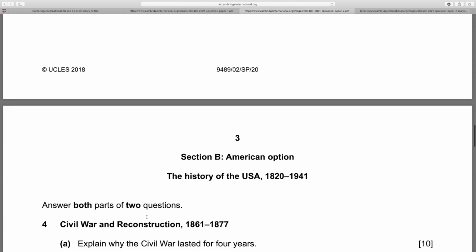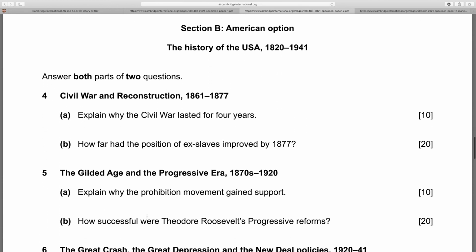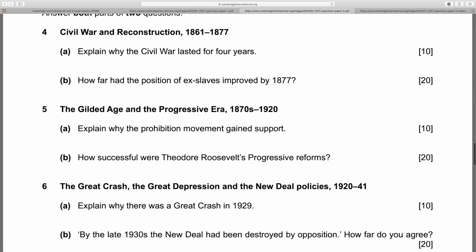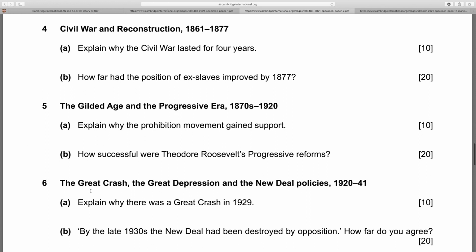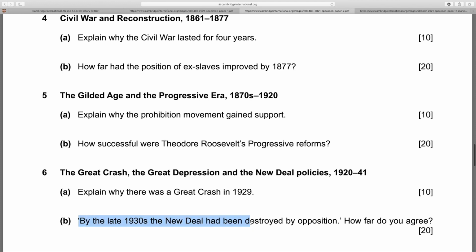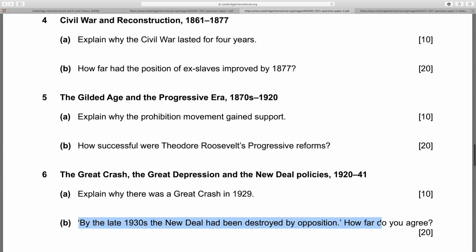So the American option is set up the same way. You have Civil War and Reconstruction, the Gilded Age and Progressive Era, and the Great Crash and Great Depression. So once again, you pick 2 of the topics and answer the A and the B for those. And you can see here, here's a better example of a statement for a B. By the late 1930s, the New Deal had been destroyed by opposition. How far do you agree? So you would support and challenge that statement.